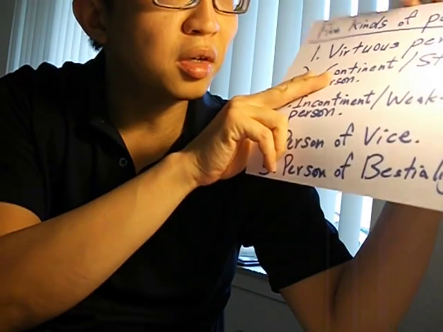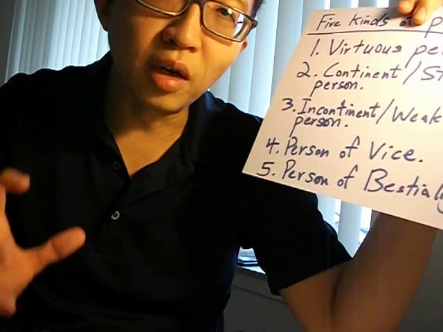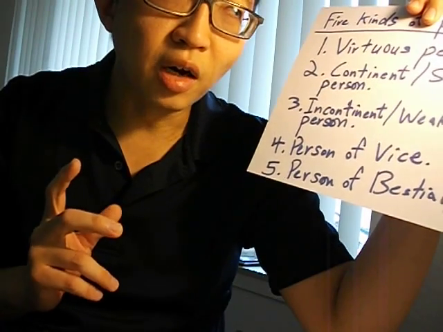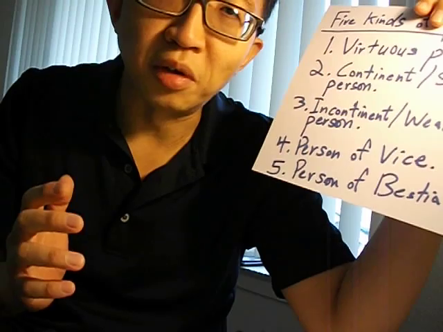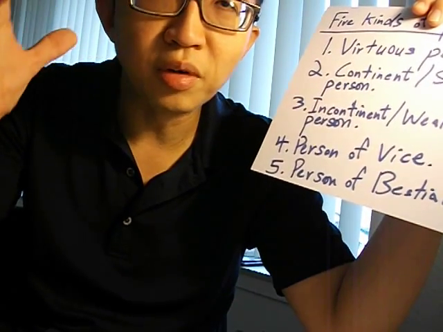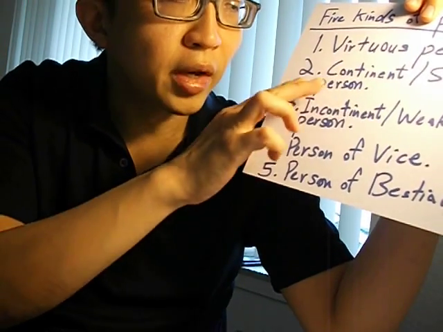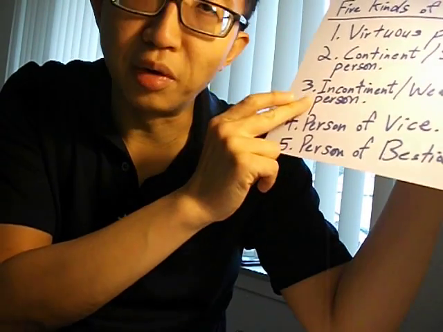And then there is the continent or strong-willed person. Now the strong-willed person knows what the virtuous thing to do is in all situations, but he's not as virtuous as the virtuous person, because he actually has to always exercise his strong will, his willpower, in order to overcome temptation.